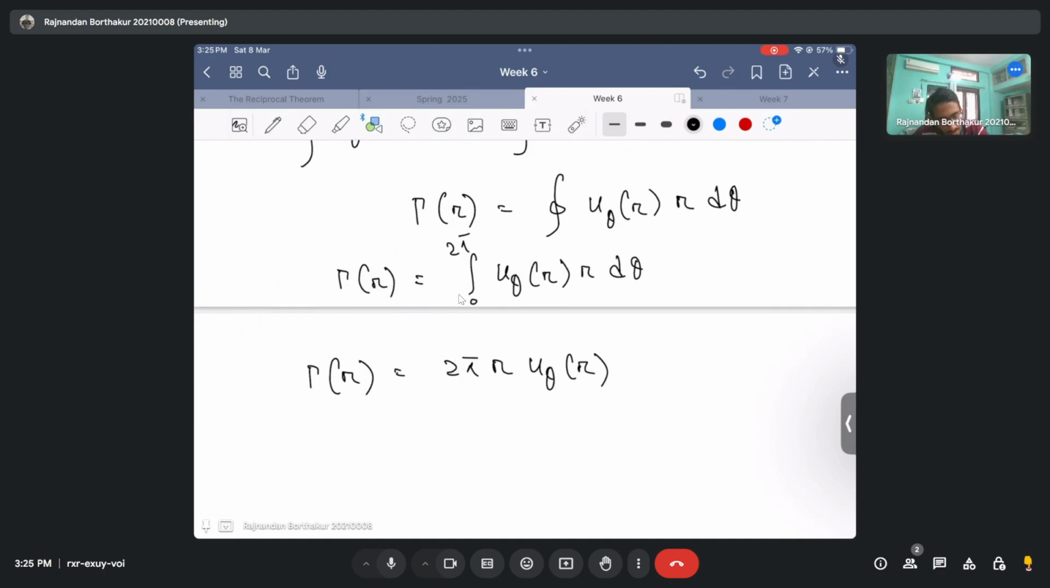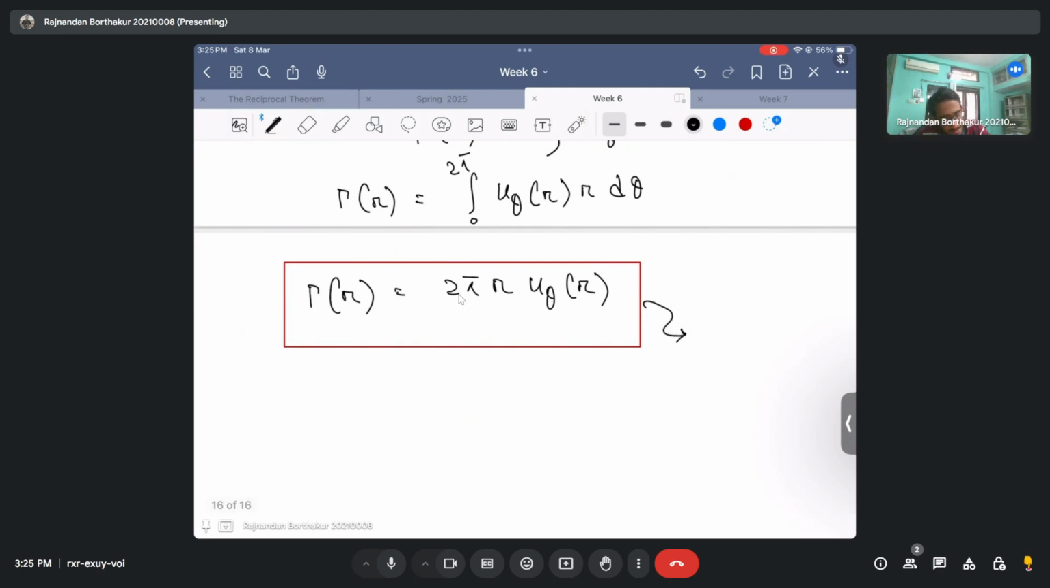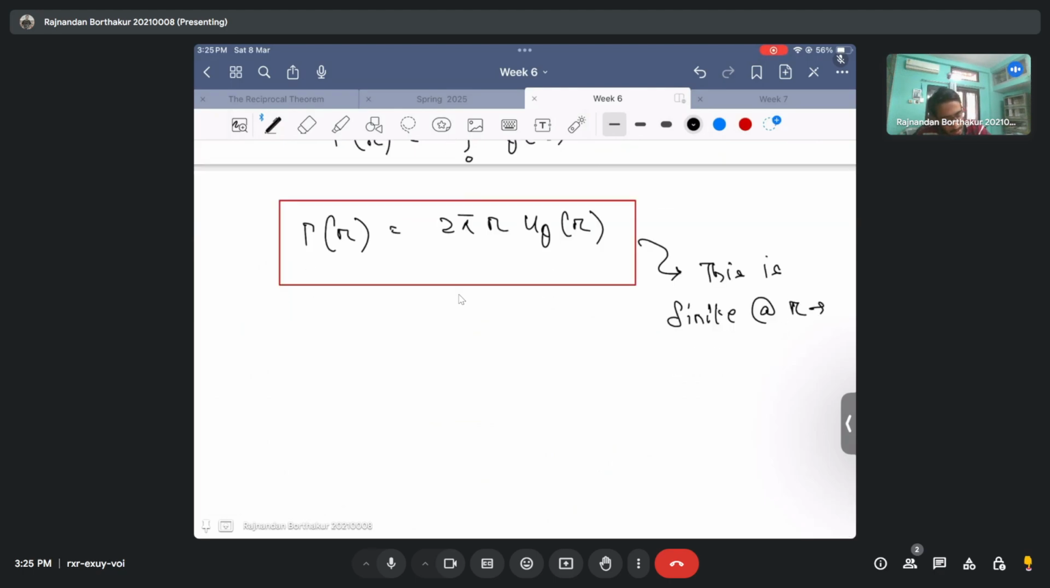So this is how I have defined circulation at a distance r along a closed curve, which is basically a circle in this sense. And then what I'm trying to say is that the boundary condition says that my circulation, which is defined by this, is finite. This is finite at r tending to infinity, or at rs basically.